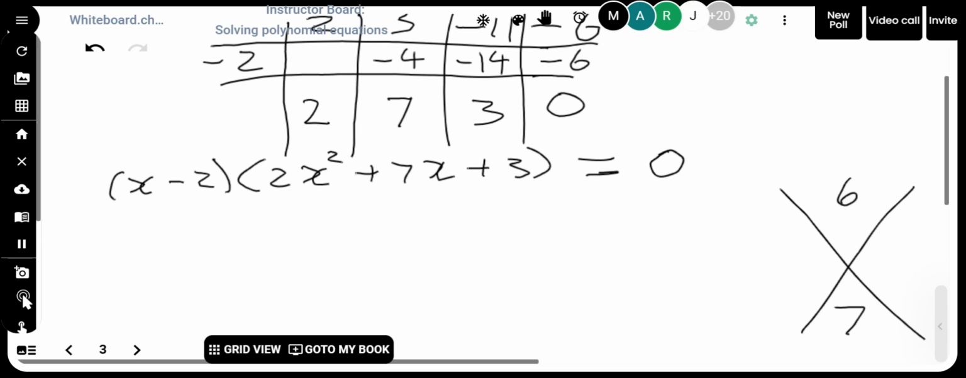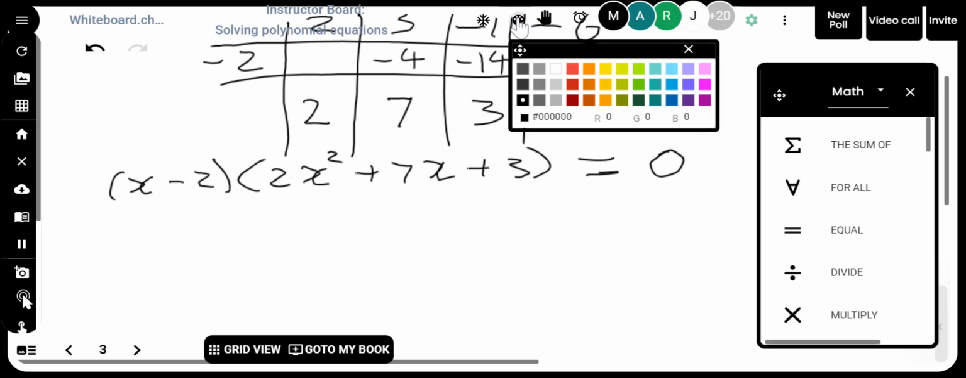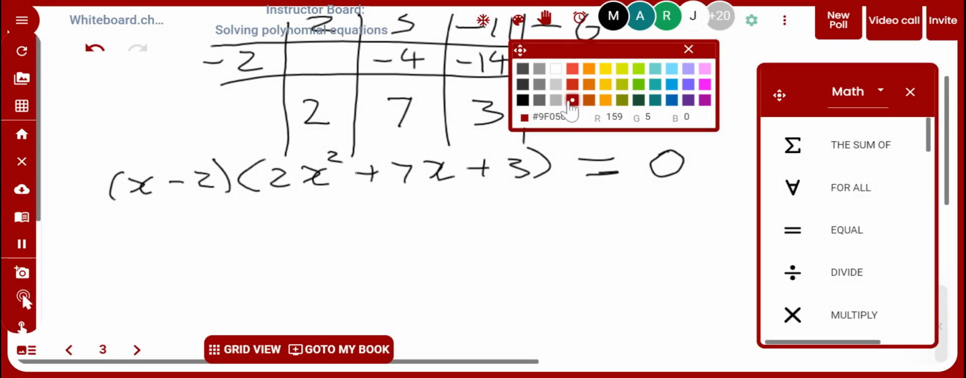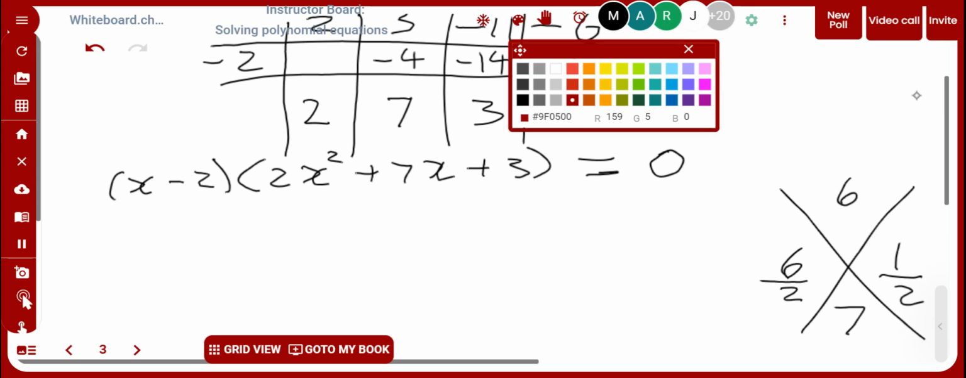Obviously, the answers are 6 and 1. Multiply to give you 6, add to give you 7. Divide both numbers now by this coefficient right here that I'm pointing to, which is a 2, and reduce it down to its lowest terms. So reducing this down to its lowest terms would mean I'm left with 3 over 1. The other one cannot be reduced down.